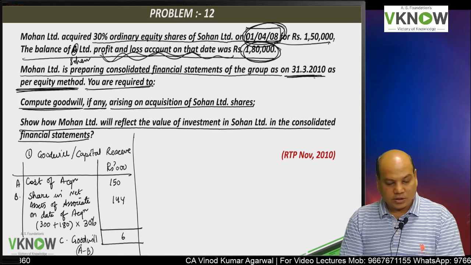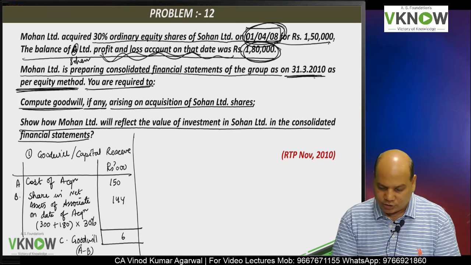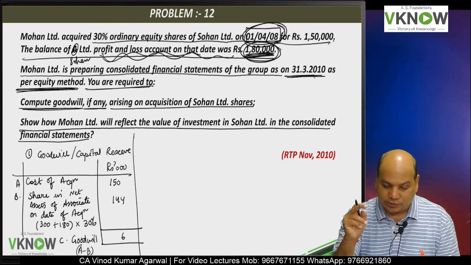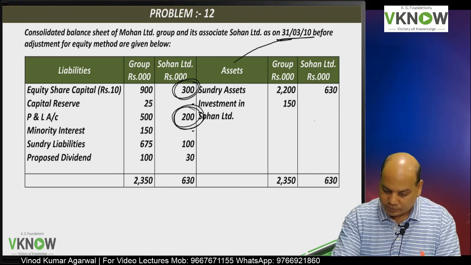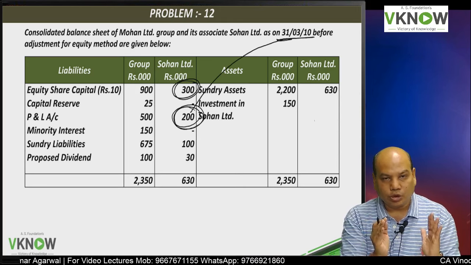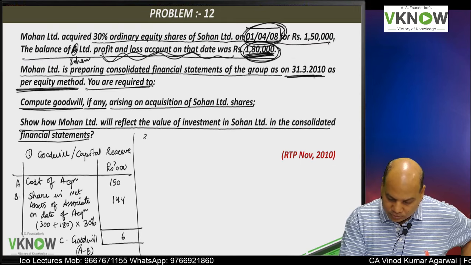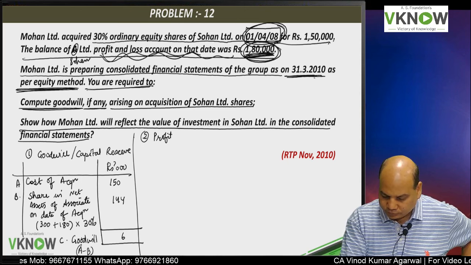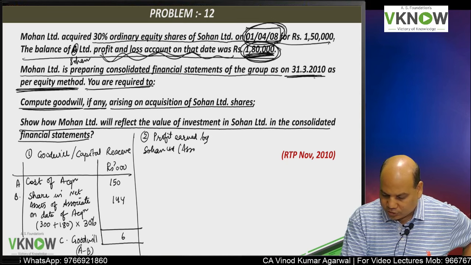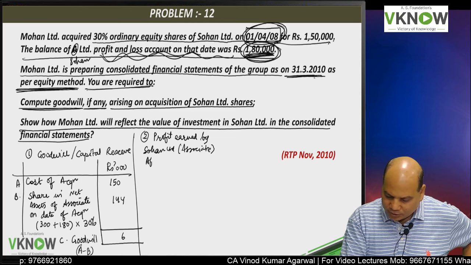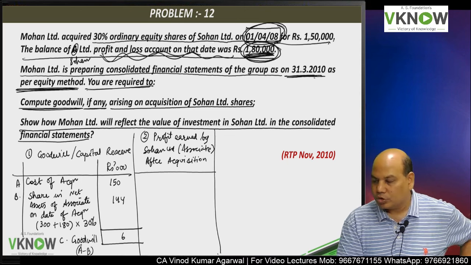A minus B. Next thing I need to find out, how much profit was earned by Sohan Limited, the associate, after the acquisition. On the date of acquisition, P&L account balance is 180. But if you look at the P&L account balance at the end of 31/3/2010, it is 200. Out of that, the opening balance is 180, and plus the proposed dividend is also given here, 30. So my next step 2 should be profit earned by Sohan Limited, who is an associate, after acquisition, post acquisition profit, we can say post acquisition profit of Sohan Limited.